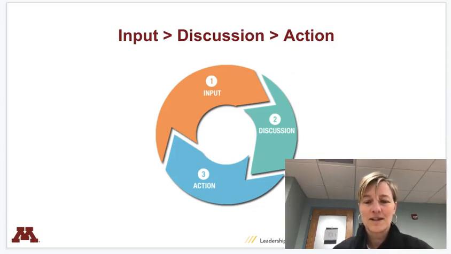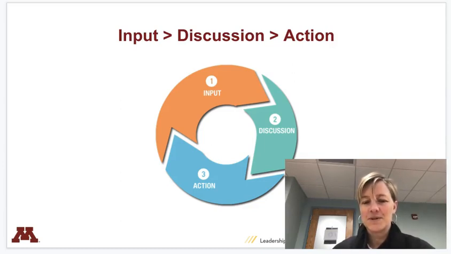So yeah, number 1 is input. What are the ways to get input? I'm sure you have your own ideas. Having a team meeting is a very common way to get input. A one-on-one conversation is another way. That sounds a lot like feedback and coaching. It can be informal, it can be formal. And of course, there's the engagement survey. Those are all ways to get input.